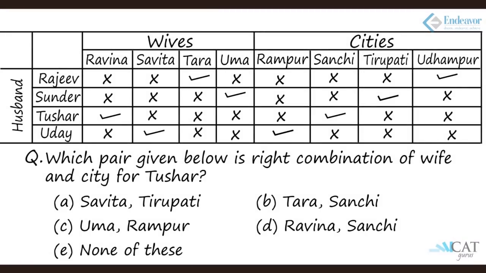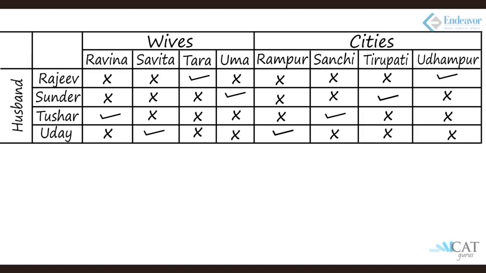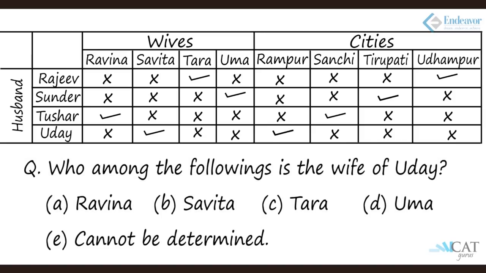The first one, the correct matching of pairs is that of Ravina and Sachi. Therefore, the answer to the first question is D. The second question, the wife of Uday in this given table is Savita. Hence, the answer is B. The questions are always simple to answer. The biggest challenge here is to document the whole table.